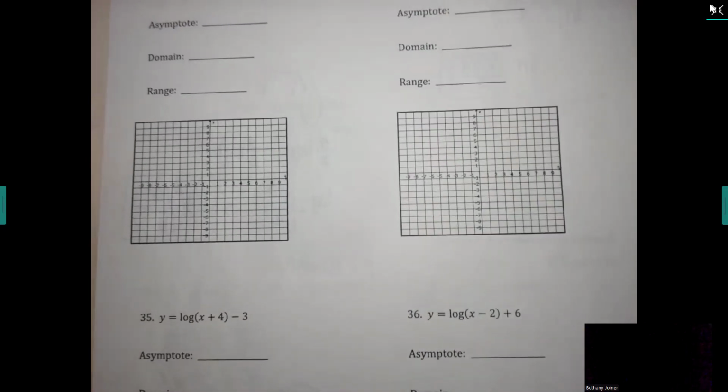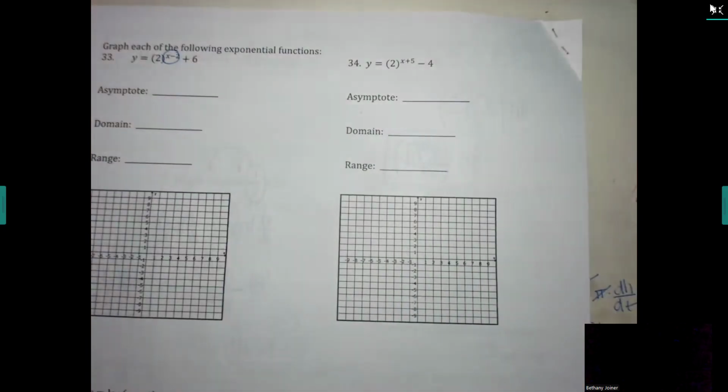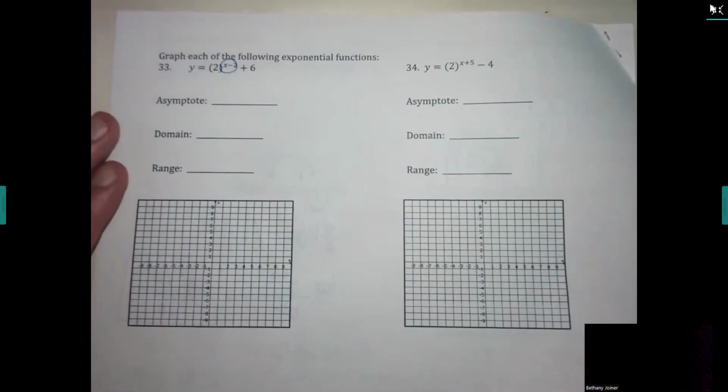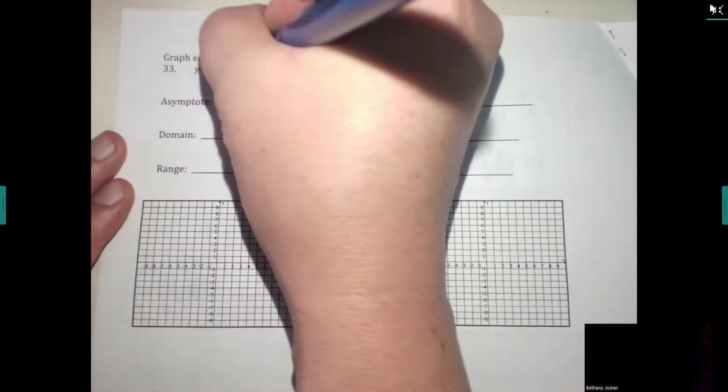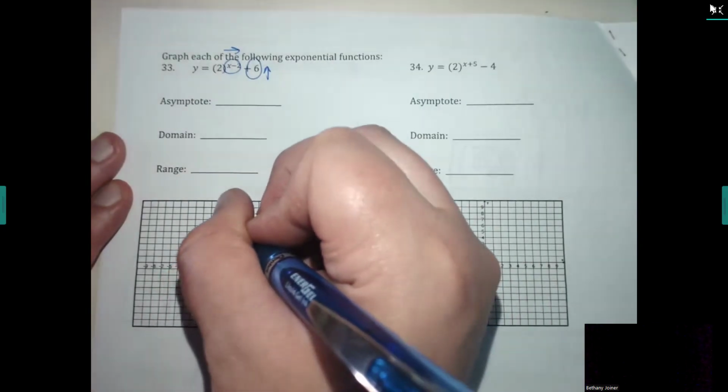So let's do the first one. Which way does a -2 shift the graph, left or right? So the right is correct. What about the +6? Up 6. So go to the right 2 and up 6.